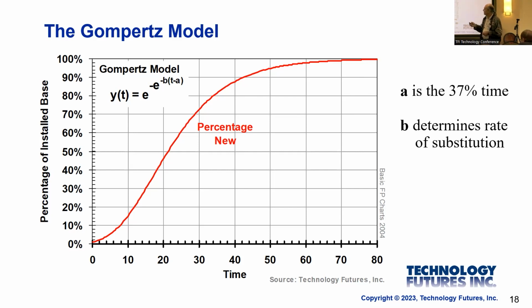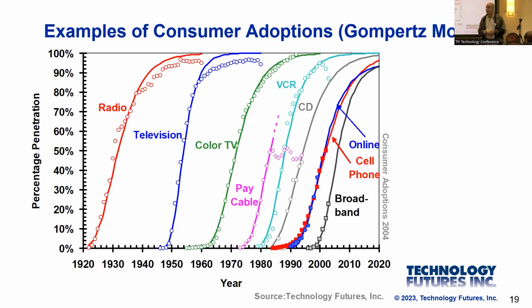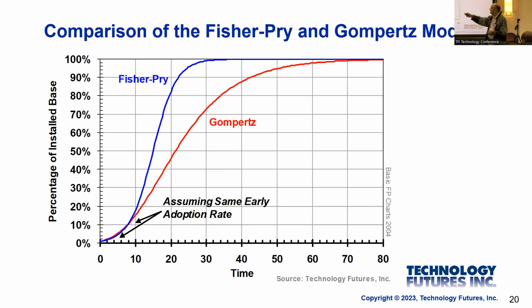So here are some examples of consumer adoptions that have followed the Gompertz curve. Some of them were actually pretty slow, color TV, for example. Others, like broadband, have been pretty quick. Cell phones were quite quick. So if we have the same early data as illustrated here, generally the Fisher-Pry will go faster, and then the Gompertz will be a little bit slower. So it's important that we pick the right model when we're doing our forecasting.